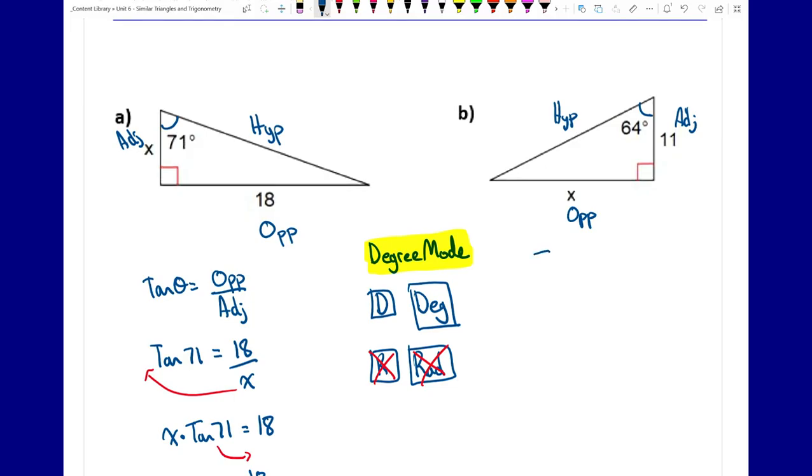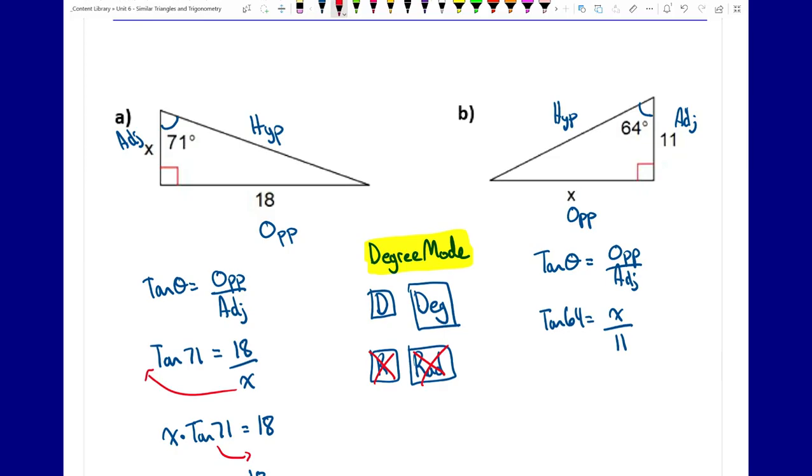I am going to use my tan ratio, and again, we'll have a lesson later where we look at how to identify which ratio to use. But again, we should have the opposite and adjacent in some form. So tan theta, our formula says opposite over adjacent. I'm going to plug in my values. So tan of 64 is equal to x over 11.